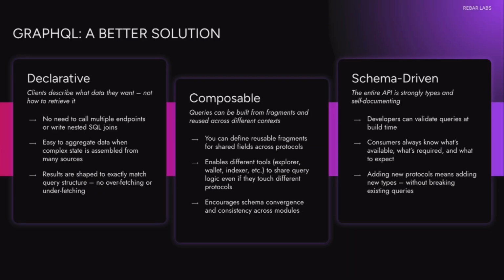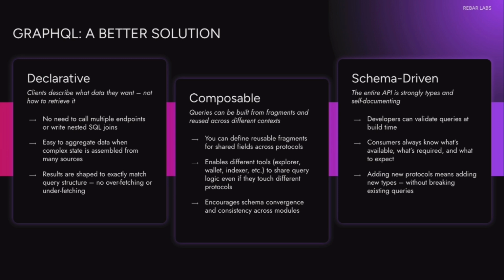So the final approach we settled on was just using GraphQL, which means we can work with existing indexers. We can write our own. There are a couple of advantages to this, but here are the three primary ones. So first off, it's declarative. If you're actually interacting with it, you can just describe what data you want.